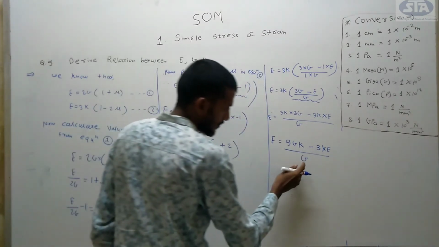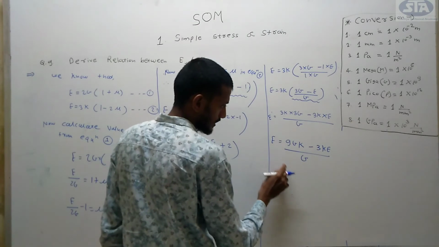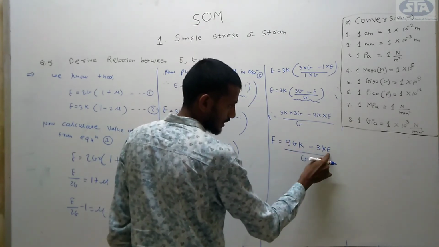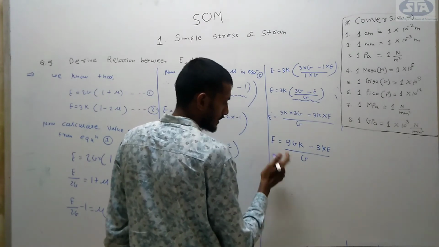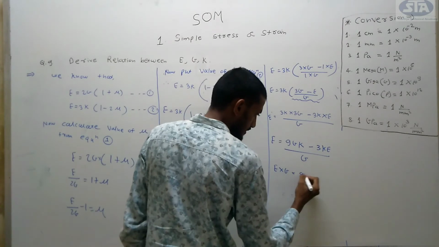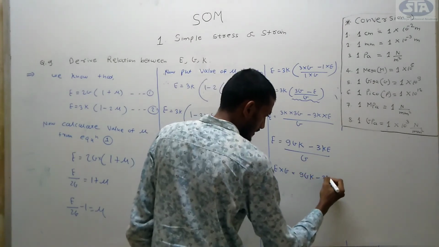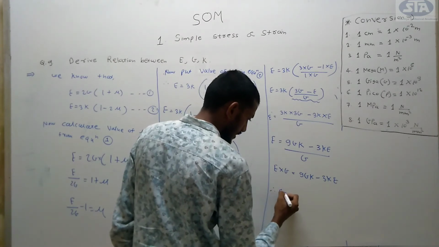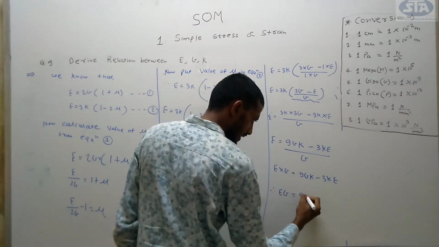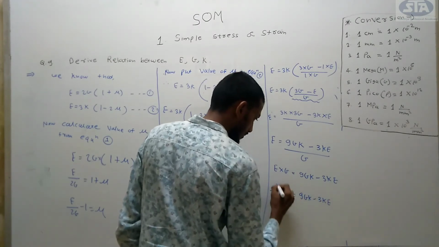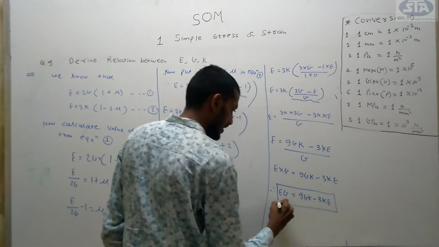Now we have to shift capital G to the left hand side. This capital G is in division with 9GK minus 3KE. When we shift it to the left hand side, it is in multiplication, that is E into G. On the right hand side we get 9GK minus 3KE. Therefore the final relation is EG is equal to 9GK minus 3KE. So this is our relation between E, G and K.